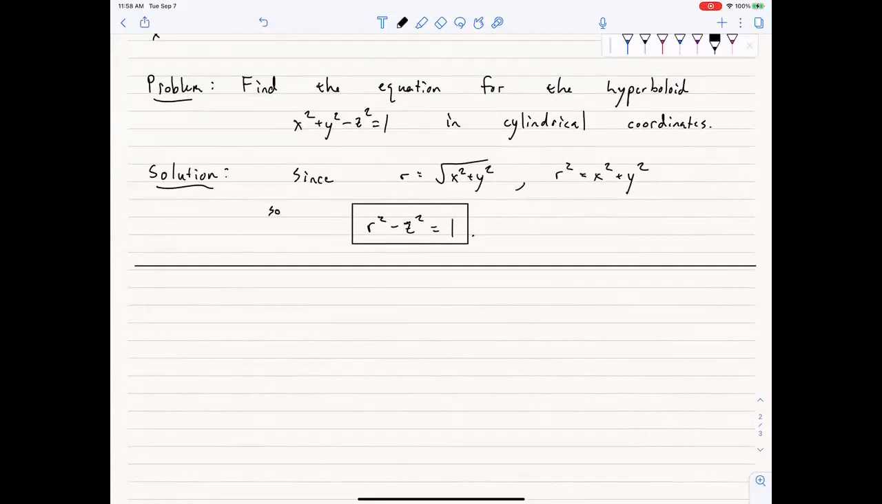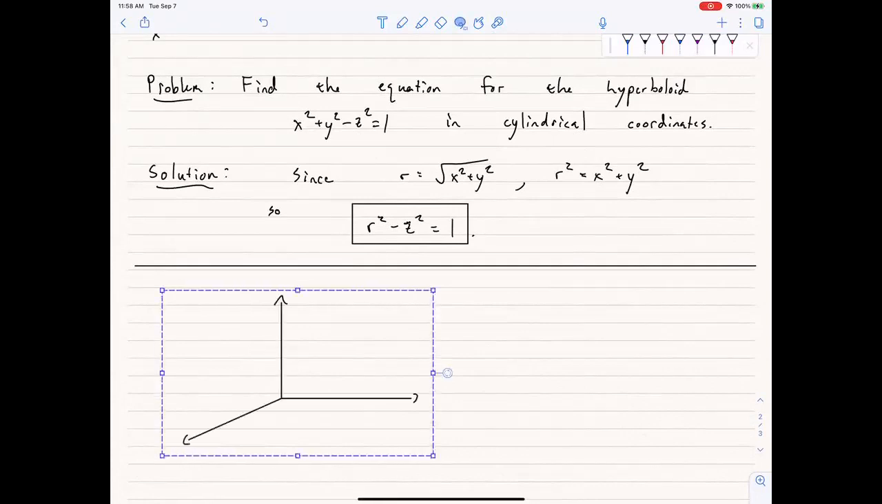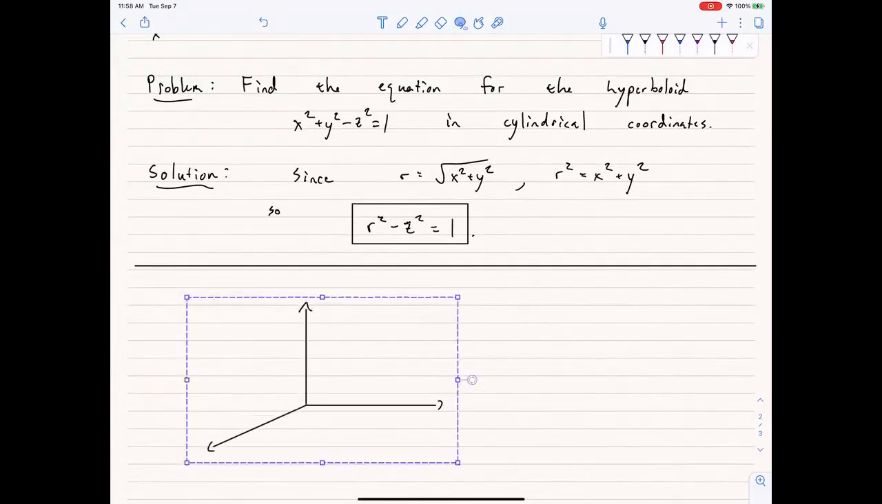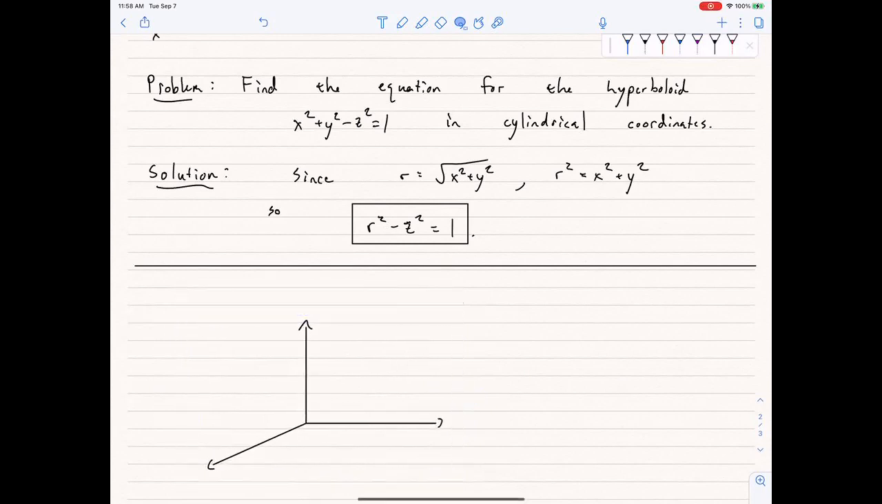All right, so now we get to our favorite, our best friend, spherical coordinates. Again, these have the advantage of really using spherical symmetry.